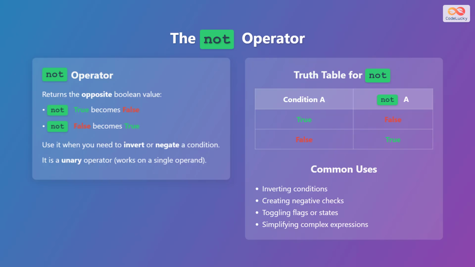Here's the truth table for the not operator. If condition A is true, then not A is false. Conversely, if condition A is false, then not A is true. Common uses include inverting conditions, creating negative checks, toggling flags or states, and simplifying complex expressions.